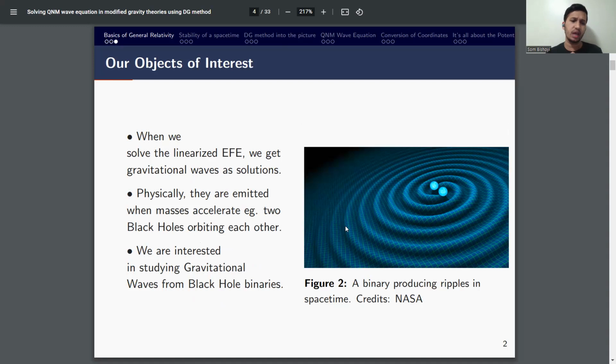Now, physically, what happens is when there are two objects, for example, a black hole and a neutron star, or two black holes, when they're orbiting each other, they're accelerating. And that is when gravitational waves are produced from them. So we are actually interested in trying to observe this gravitational radiation from these binaries of black holes, which are orbiting around each other.